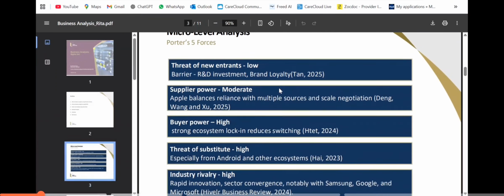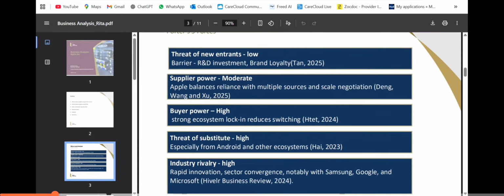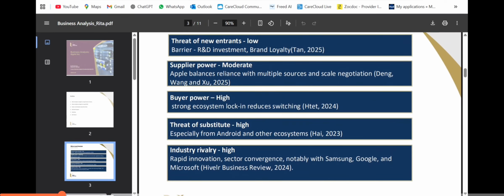In Porter's Five Forces, the threat of new entrants for Apple is low because of brand loyalty and R&D investment. Supplier power is moderate because Apple balances reliance on multiple sources with scale negotiation. Buyer power is high because of the difficulty of switching from iOS to the Android operating system. So because of the ease of Android, most people tend to stay with Android.